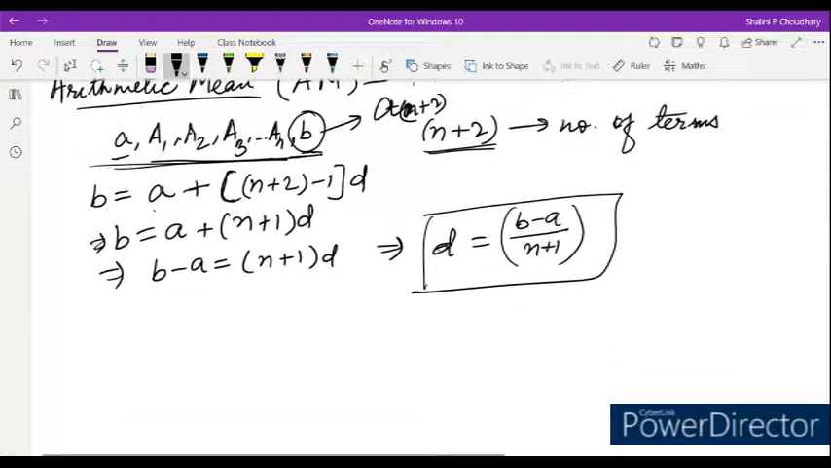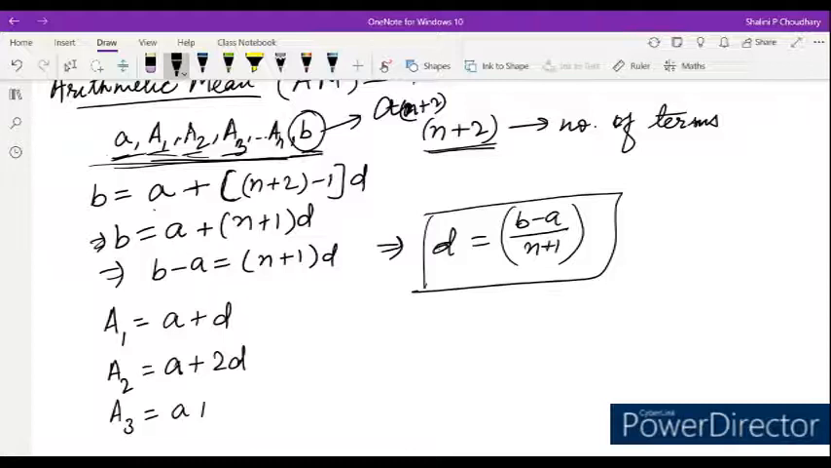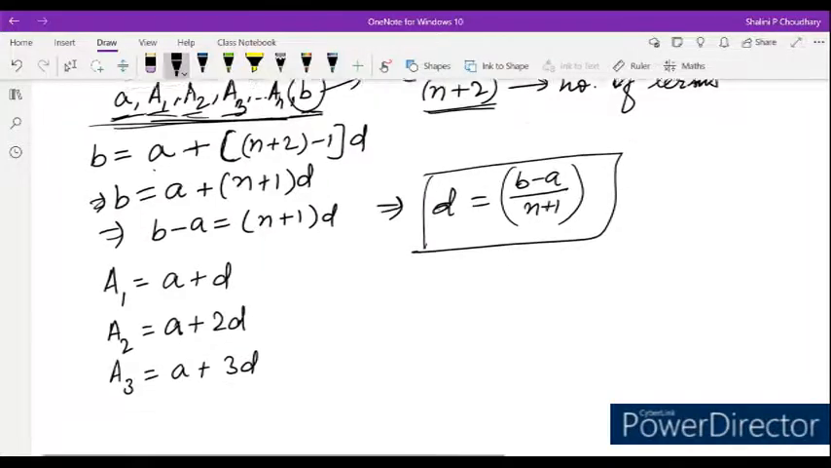Now based on this one, we can find out the values of a1, a2 and all the others. How? a1 is the second term, so a plus d. a2 is the third term, so a plus 2d. a3 is the fourth term. This is first, second, third, fourth. So a plus 3d. Why are we writing 3d for the fourth term? Because n minus 1, 4 minus 1 is equal to 3.